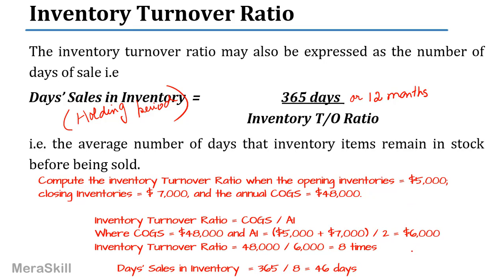Or what is the other way? Or maybe you could do 12 months divided by 8. And what would you get? 1.5 months. Whichever way, the same thing. 46 days or 1.5 months is one and the same, whichever way you express.